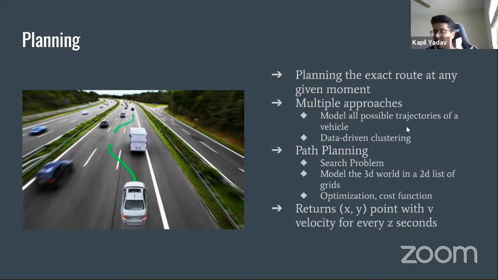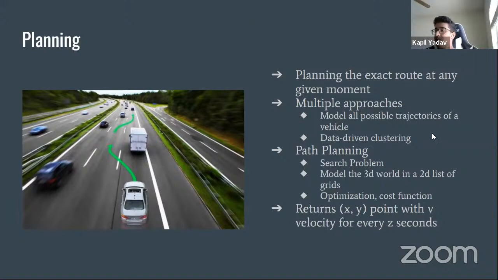There are many different approaches, and different companies and researchers look at it in different ways. One is to model all possible trajectories of a vehicle. You model every single possible trajectory you can take at any given moment, and then have a cost function, and whichever possible trajectory gives the best value in the cost function, you do that. That idea looks into more mathematical models.